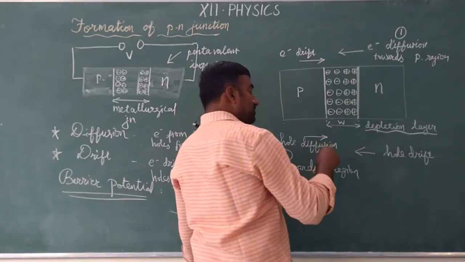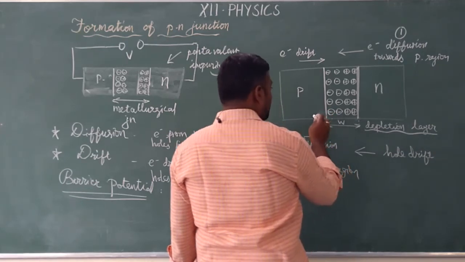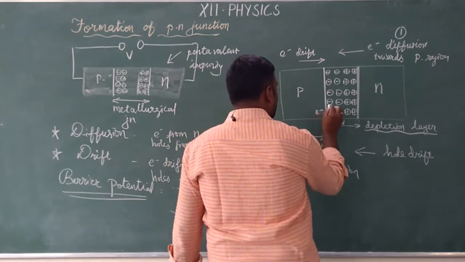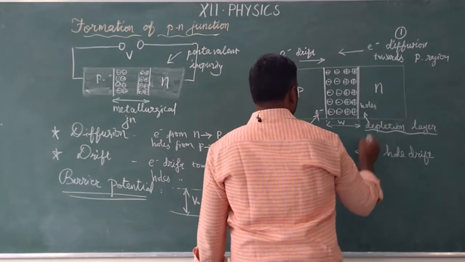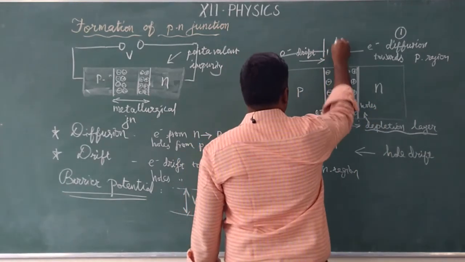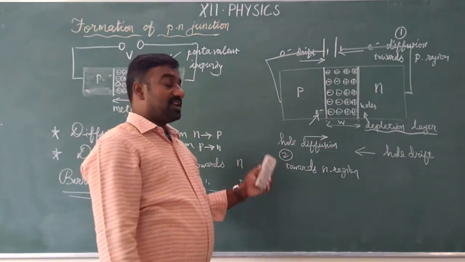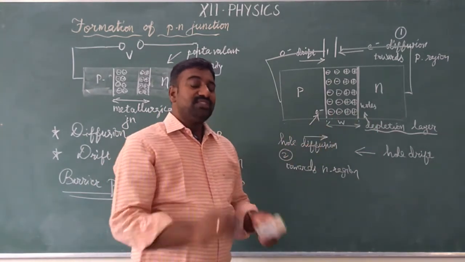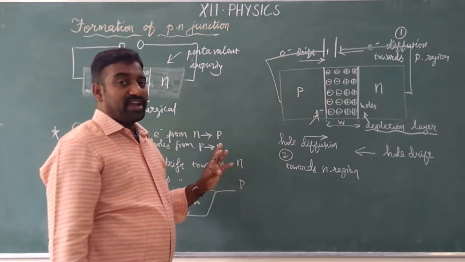So by supplying the external potential, we are injecting two different things from either side. One side we are injecting the electrons, another side we are injecting the holes. So due to the external potential, the electrons from the p side and the holes to the n side are ejected to reduce the width of the depletion layer, making the semiconductor more conductive in nature.